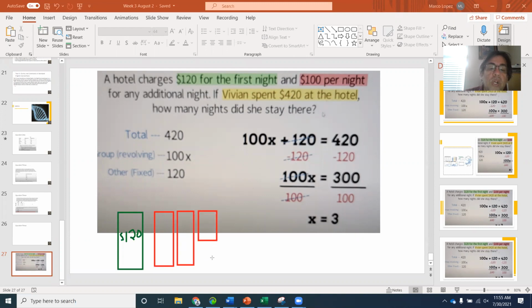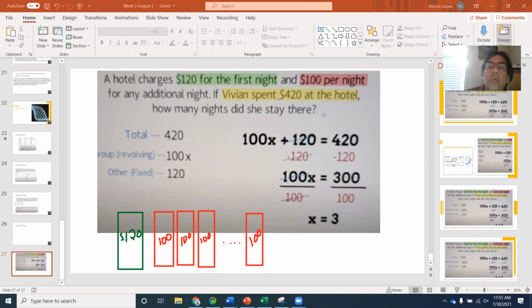So we're going to call this a group, or what they call it in this video, revolving. So we have $100 for the second night, because it's for each additional night. Another $100 for another night, and another $100 for another night. And that quantity just keeps going on and on until we've hit a total of X nights. What is X? Well, X is the number of nights, and we don't know what that is yet.